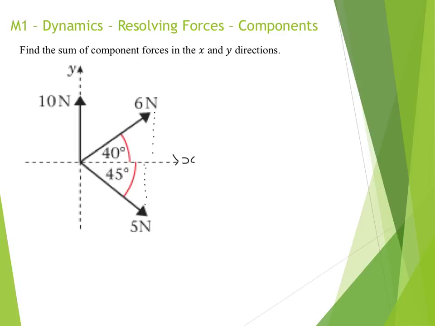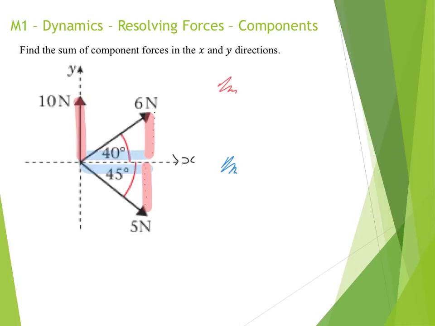So we've got no acceleration on our diagram, so I'm just going to start off by dealing with x. So I'm going to have a component of the 6 Newton force, and I'm going to have a component of the 5 Newton force acting horizontally. And then acting in the y direction, I've got 10 newtons for sure. Then I've got a 6 Newton vertical component, and I've got a 5 Newton vertical component.